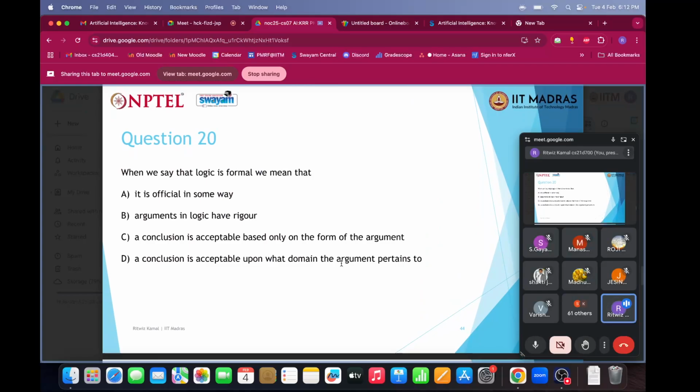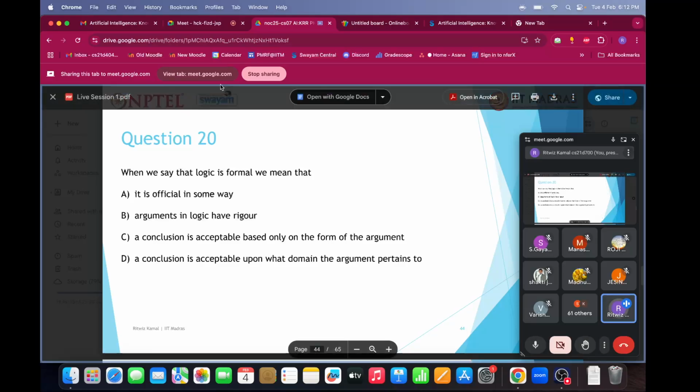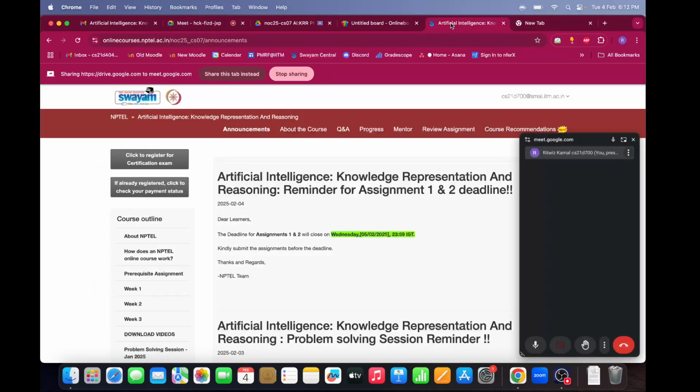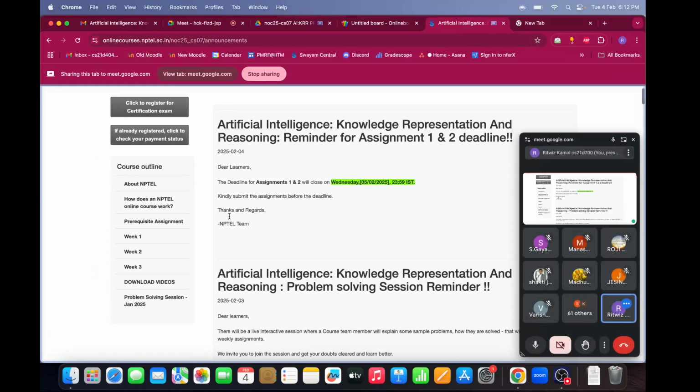So this is the first question from week 2, and this says that when we say that logic is formal, what do we mean? Again, this is also a recall based question. Okay, so someone in the chat box, Navya, asked, how can we identify? So maybe I'll give you an example.